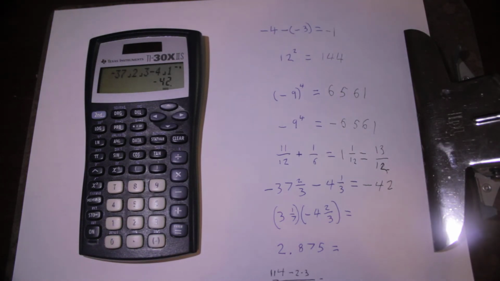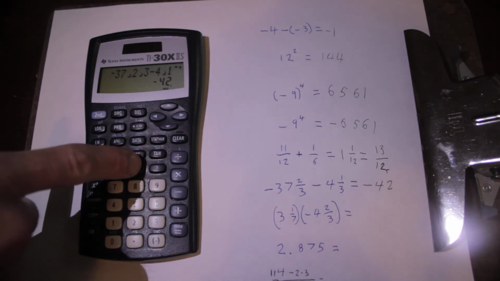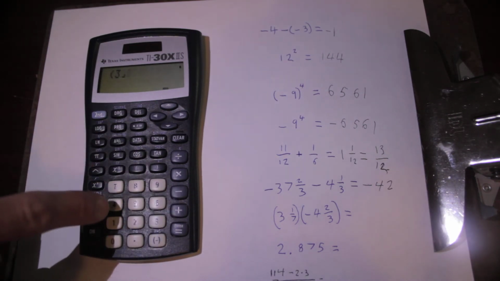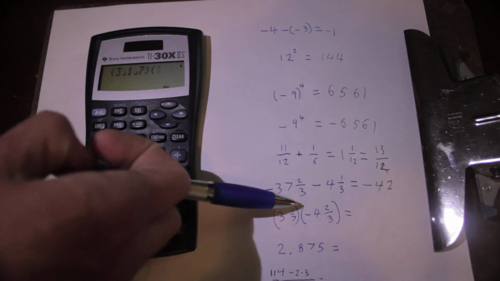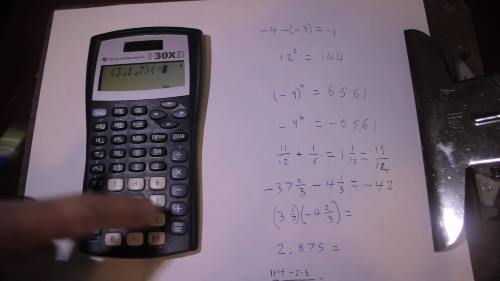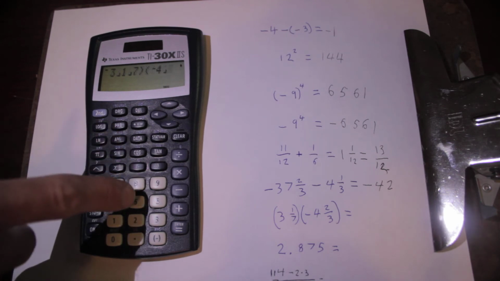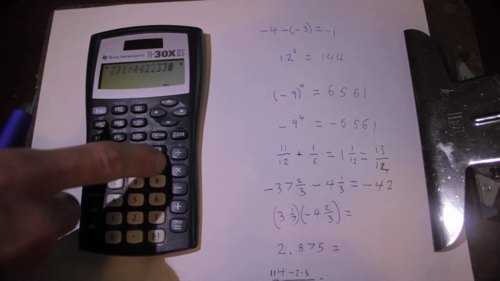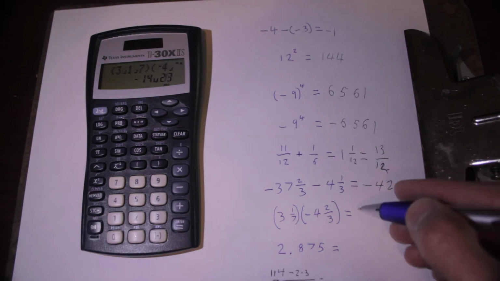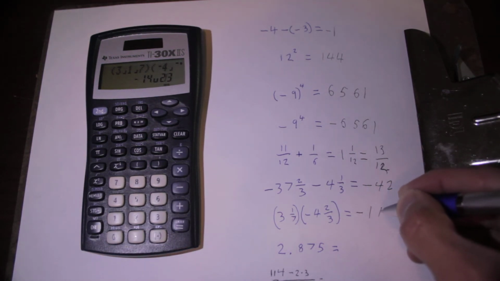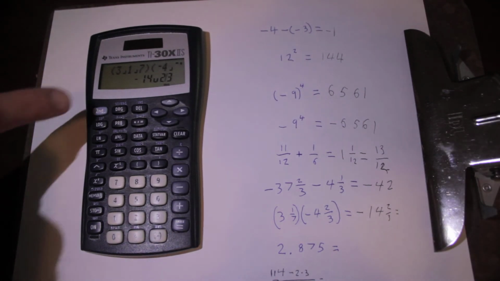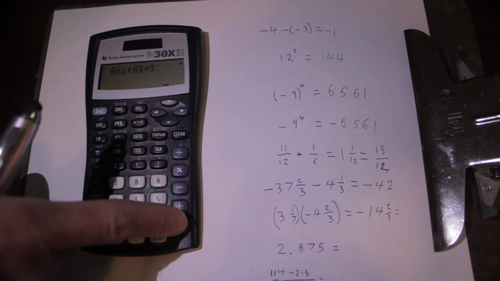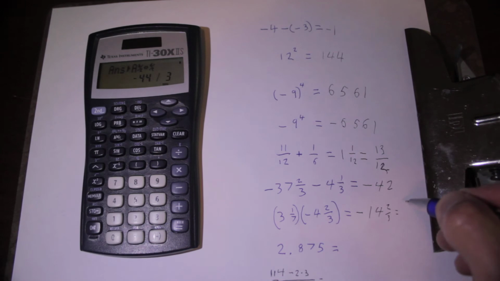Now we have two mixed numbers that are multiplied. To type this in, we'll have a parenthesis, 3 ABC 1 ABC 7. Close your parenthesis, open a parenthesis, make sure you type a negative, not a minus. -4 ABC 2 ABC 3. Close your parenthesis, enter. It tells us that the answer is -14 and 2/3. To change this into an improper fraction, we can push second ABC to give us the answer of -44/3.